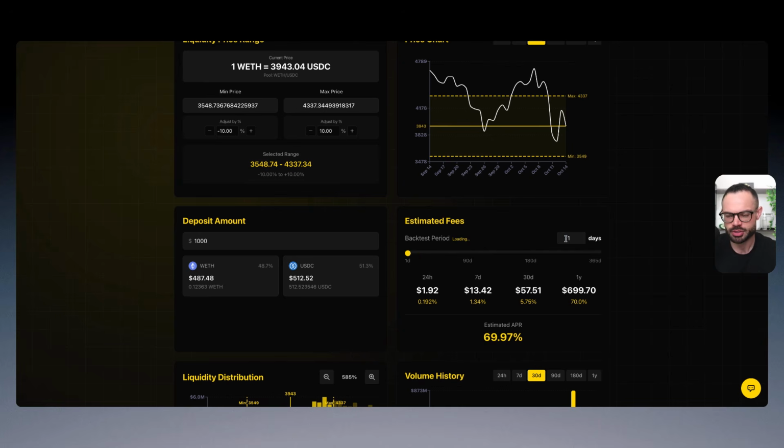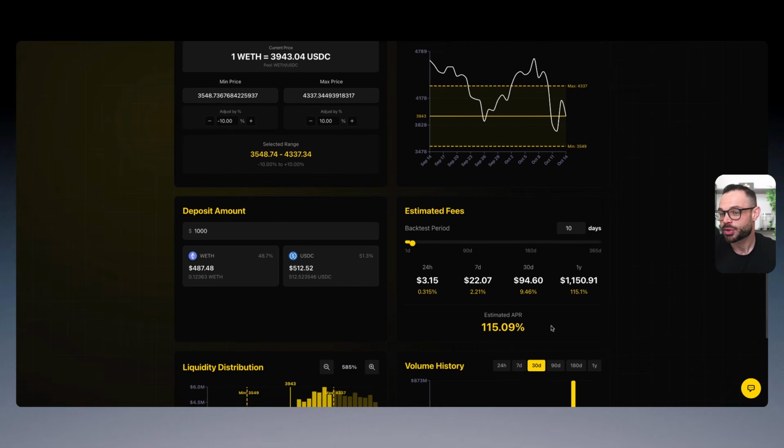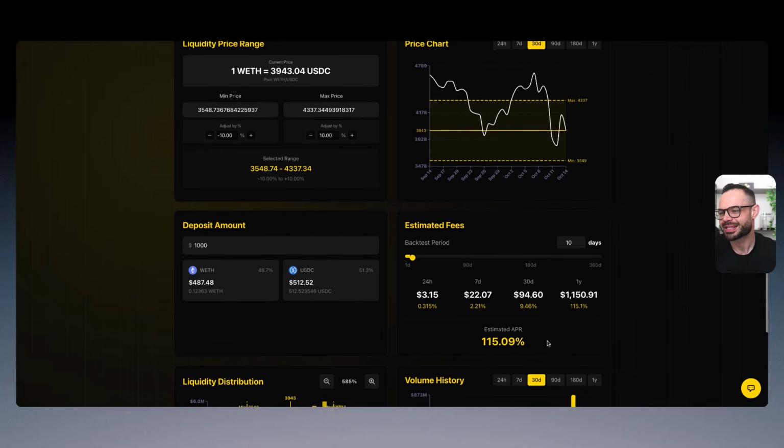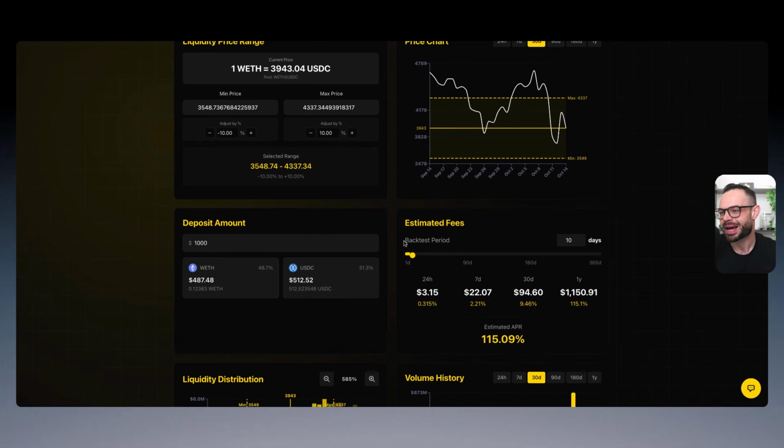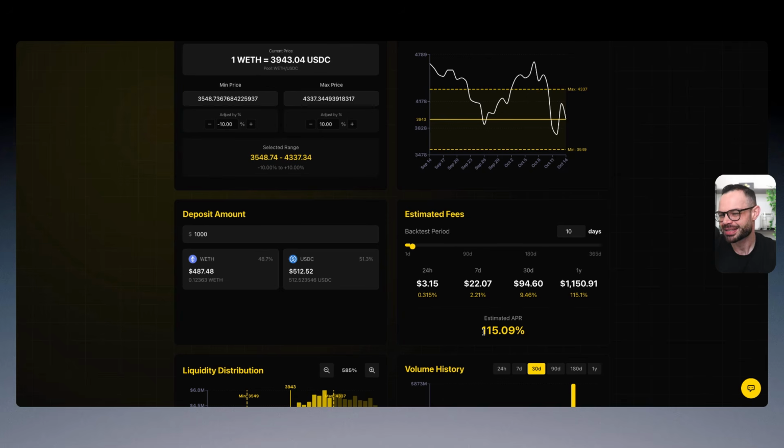And if I was to change this number to just a 10-day look back or back test period, you can see that the volatility and the volume coming through this particular pool over the past 10 days means that if we actually just back test this specific range, again, the exact same range, 35.48 to 43.37 for the past 10 days, because there's been more volume over the past 10 days specifically, it's telling us that we would have actually earned closer to about 115% from providing liquidity in this range over the past 10 days. Again, extrapolated out to a 1-year period.